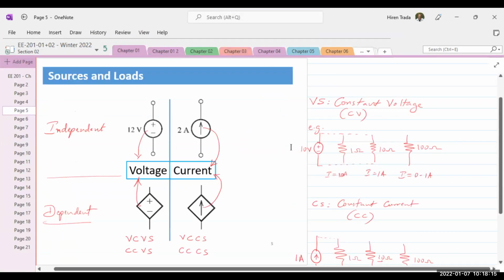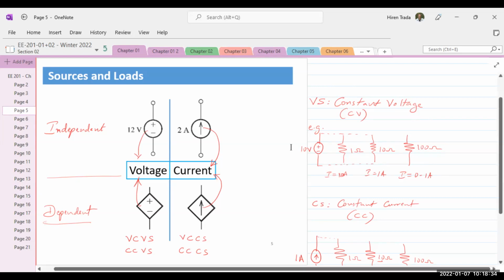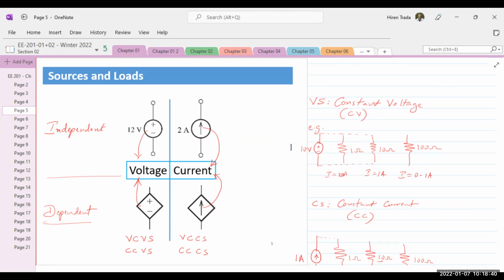Okay, we stopped right here where we talked about sources, dependent sources, and independent sources. And again, as a refresher, independent sources are the ones that do not depend on any external factors to supply some energy. If it's a voltage source, it's going to supply a voltage irrespective of what it's connected at its output terminals. Current source does the exact same thing. It supplies a fixed amount of current. Doesn't matter what you connect at its output terminals.